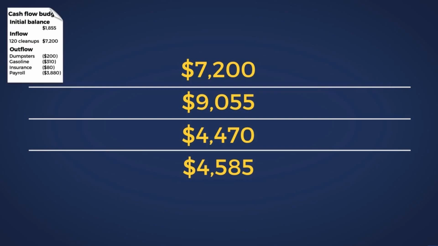First, let's total the available cash. 120 jobs at $60 each is $7,200. Add the beginning balance of $1,855 for a total of $9,055. Total the expenses, $200 plus $310 plus $80 plus $3,880 equals $4,470. Go ahead and subtract that from the available cash, $9,055, and you have a $4,585 ending cash balance.